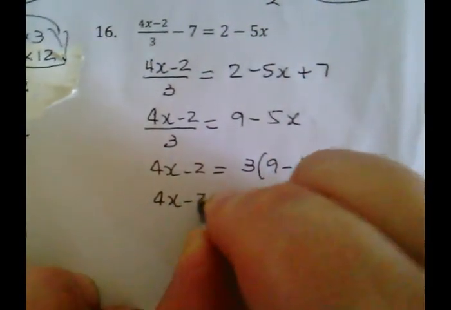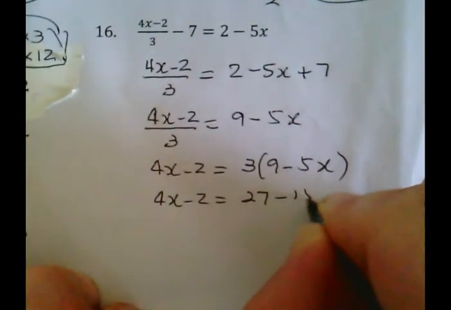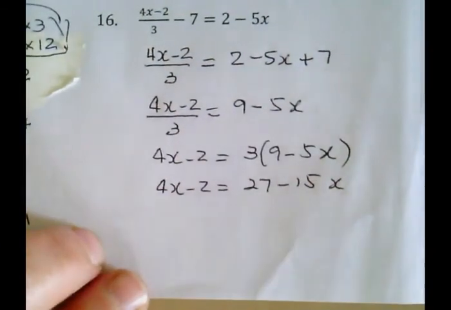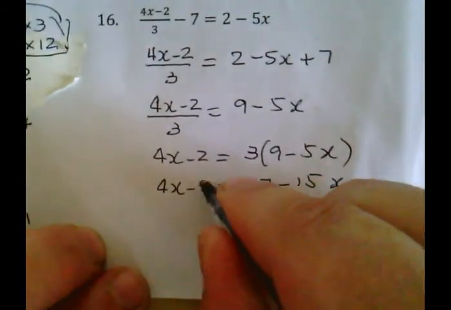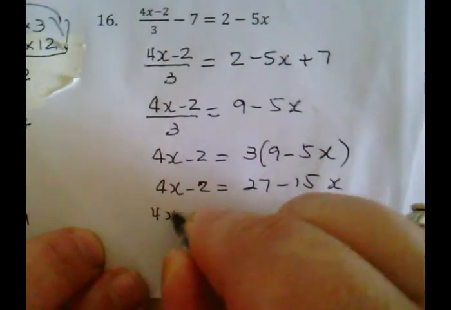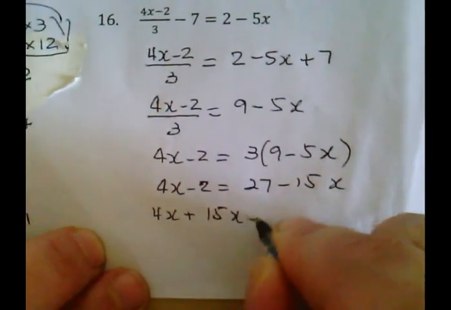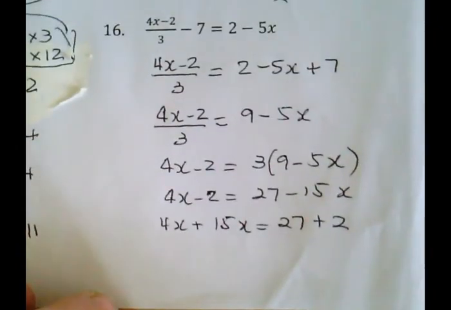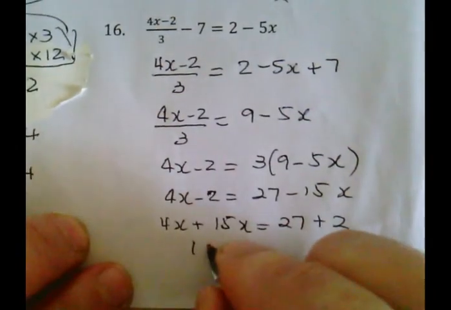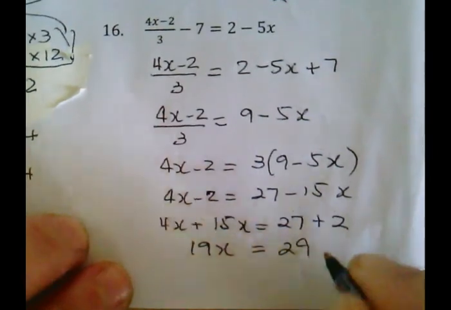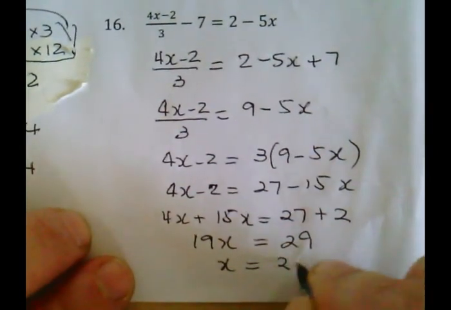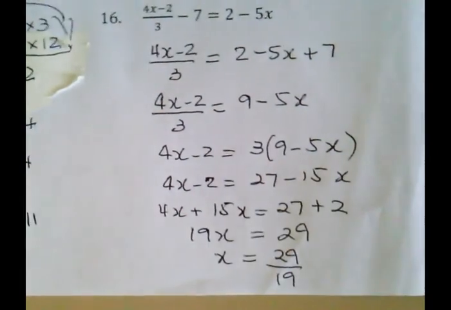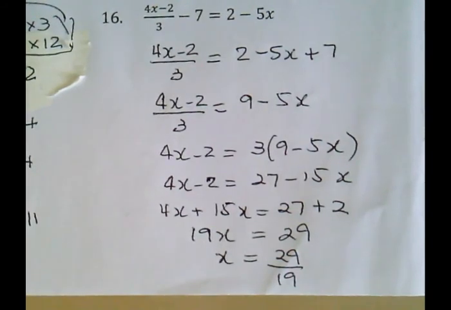So I've got 4x minus 2 equals 27 minus 15x. I want to put my x's on the left and my numbers on the right. So 4x plus 15x equals 27 plus 2. So 19x equals 29. Therefore, x equals 29 over 19. Okay, and that's the end of those questions.